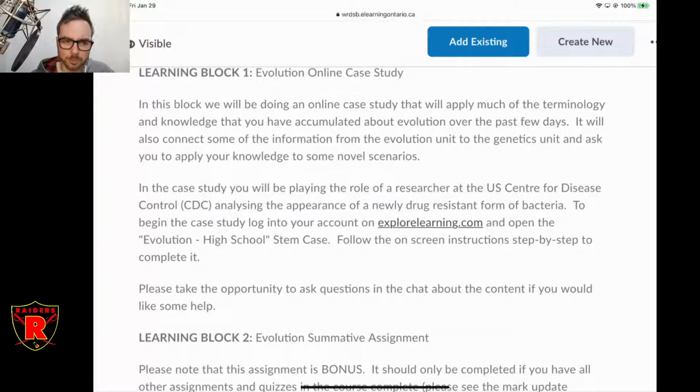In terms of evolutionary terminology, it's talking about selective pressures and things like that, things that we've covered. So anyway, you go through step by step, and then once you're done that, you submit it. I will look at them just to see how students are doing formatively. I'm not going to use this to calculate your mark, but it would be good to see how students are doing with it.